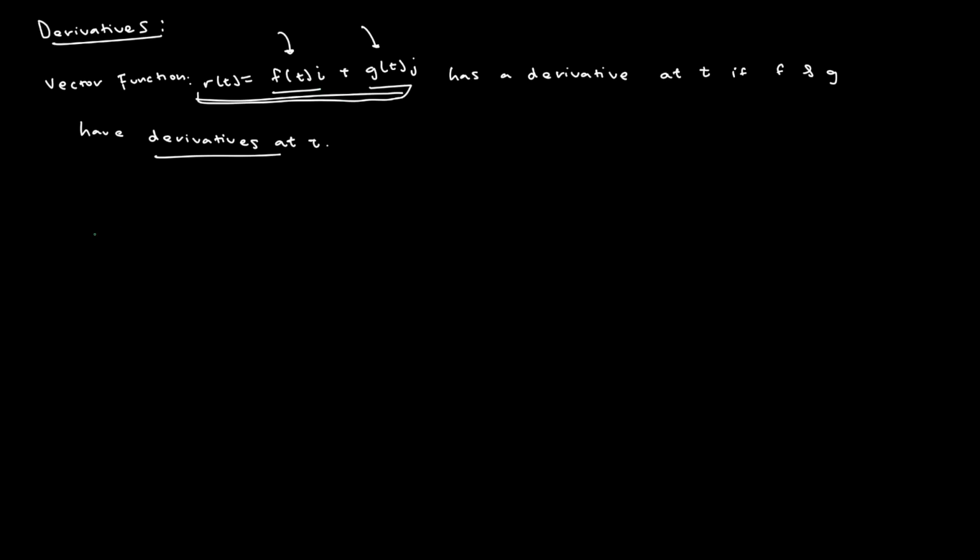And that's determining if it's differentiable. What is the actual derivative? So dr over dt is equal to the limit as delta t tends towards 0 of r of t plus delta t minus r of t, over delta t. This is very similar to the single variable definition of a derivative. And this just turns out to be df over dt times i plus dg over dt times j.